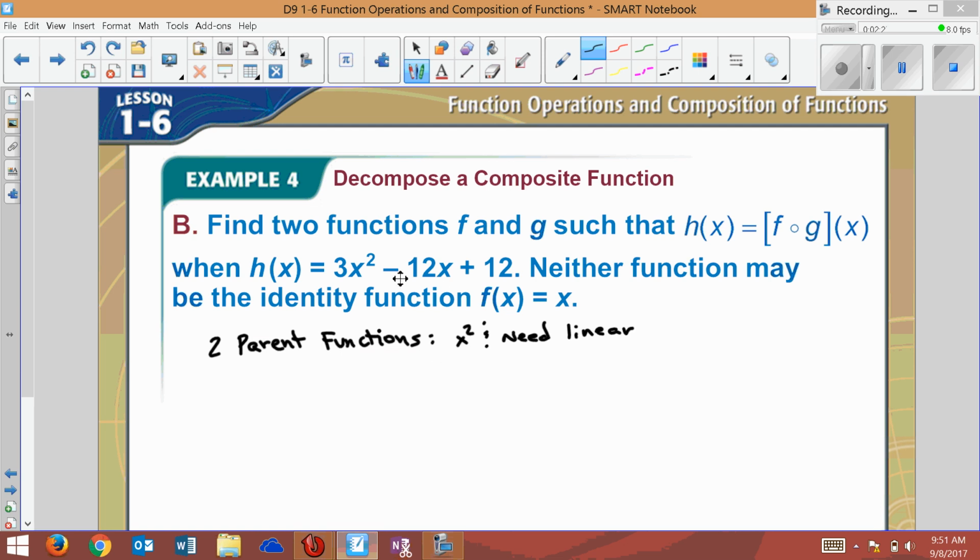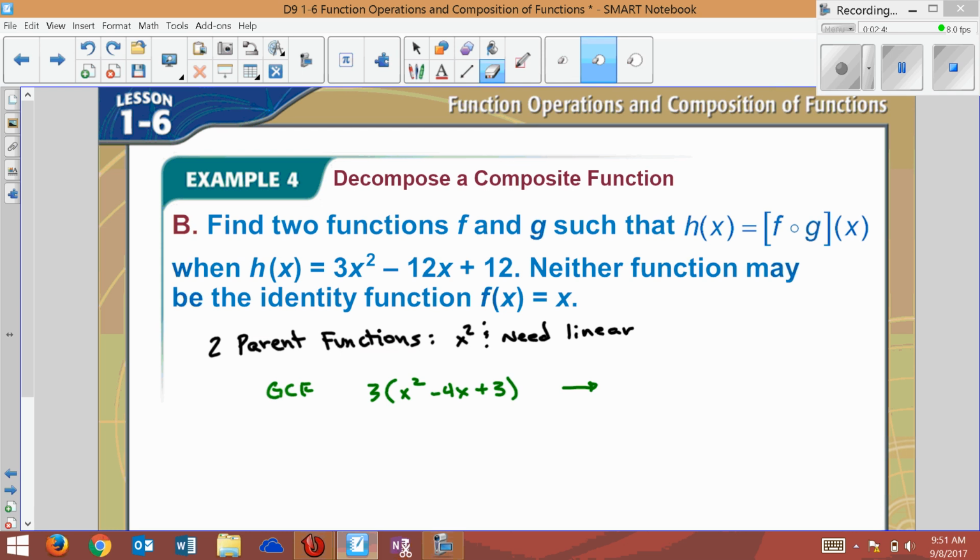So I'll put in need linear. How do I go about doing that? Well, I could try to put together a linear by using a GCF. So if I GCF'd this equation, I would have 3 times x squared minus 4x plus 3. Now that I have that, I can see my other parent function is going to be 3x on the outside. Because I'd have 3 times, and this will be my x. So here's my inside equation.